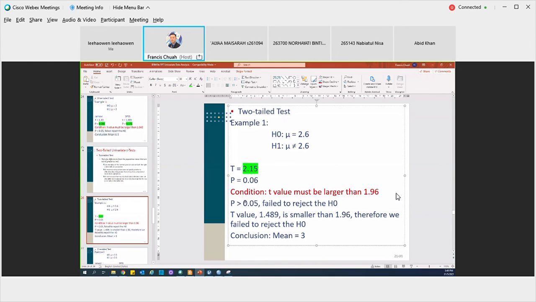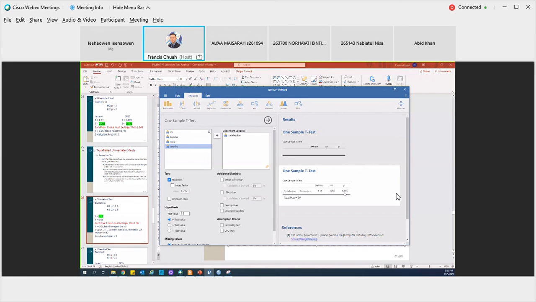The t value of 2.15 is larger than 1.96. Therefore, we reject the null hypothesis. But why does it give me a p-value of 0.06 when in actual fact the mean is 3.9? Interesting.